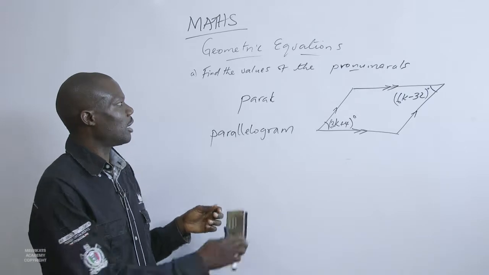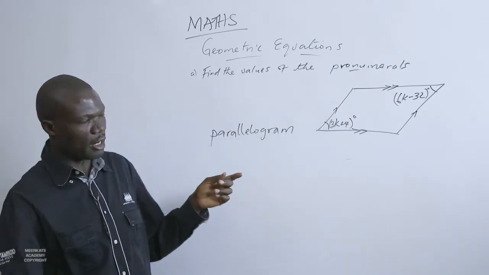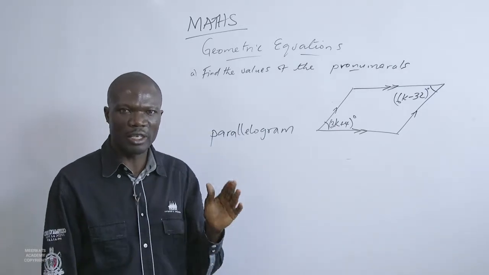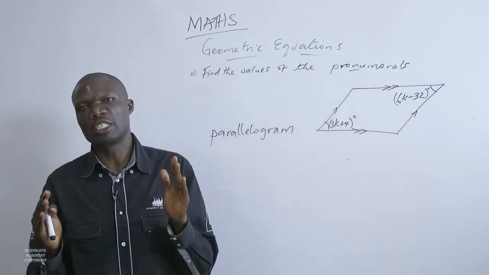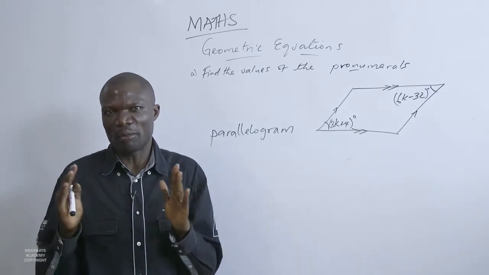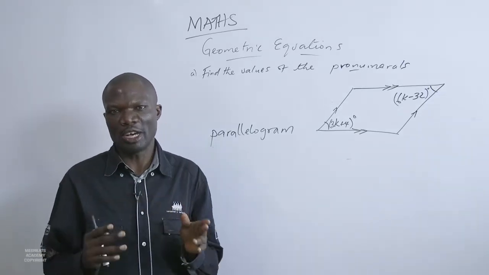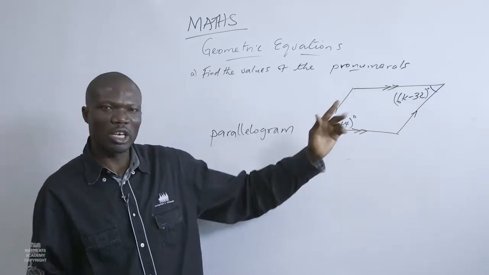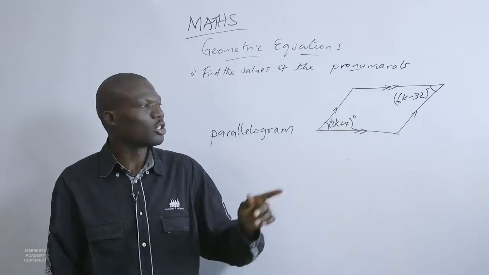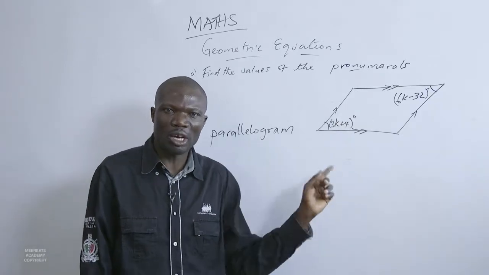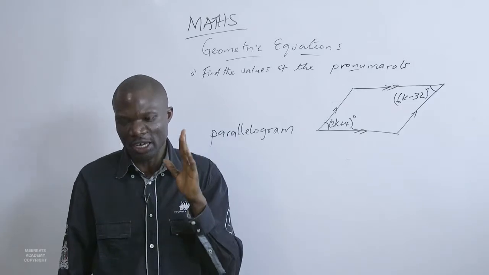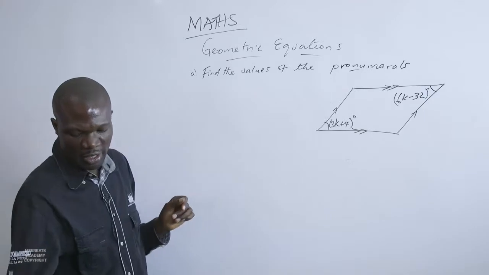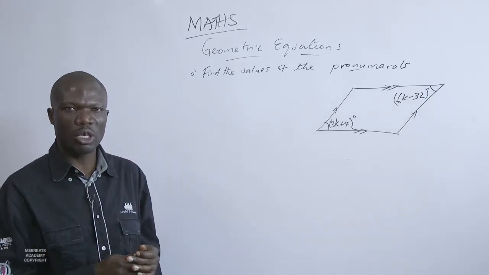So when you look at this diagram, it's a parallelogram, and in a parallelogram we normally say that two opposite sides are equal and parallel, and two opposite angles are also equal. In this case, we are not looking at sides, but at angles. So the two angles that we've been given are equal. For us to solve this question, we shall equate the angles.